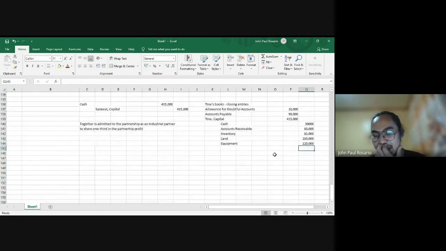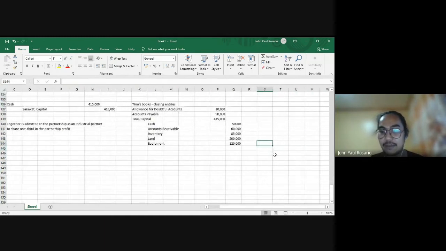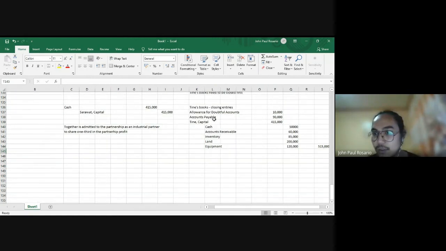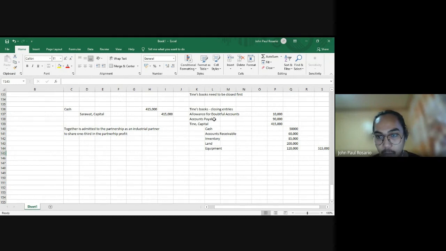So let's check the equality of our entries. Equal ba siya? So 515 and 515. Okay, so meaning our entries are balanced. Okay. So with that, after closing Time's books, by the way, just to check, this one was used by solving here sa entry. But let's compare the balances here sa new values nga na-solve.